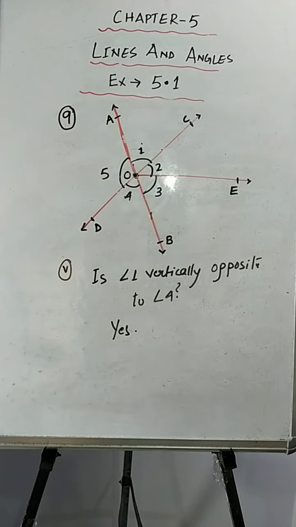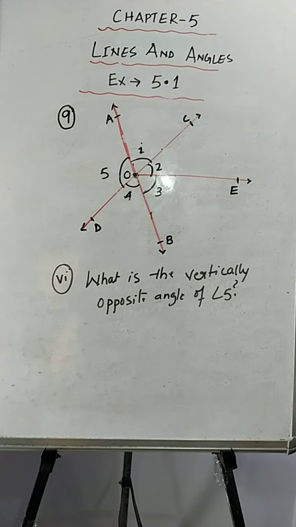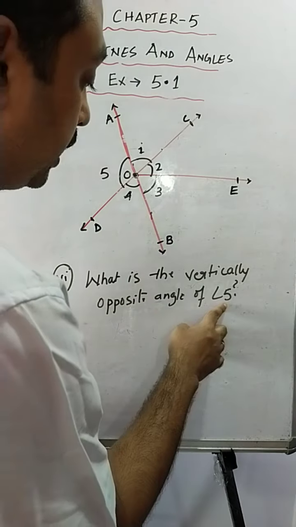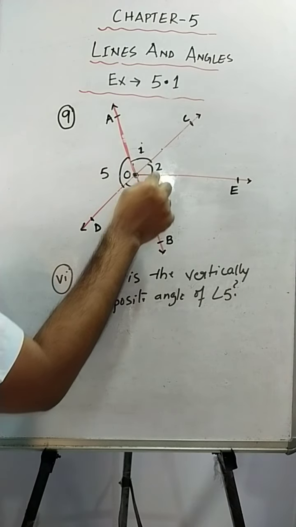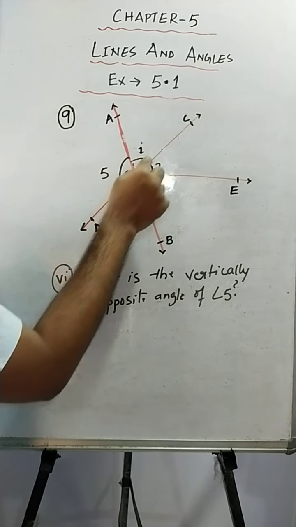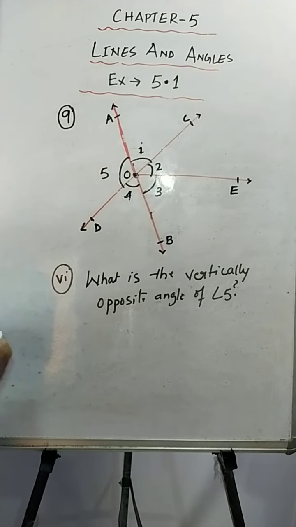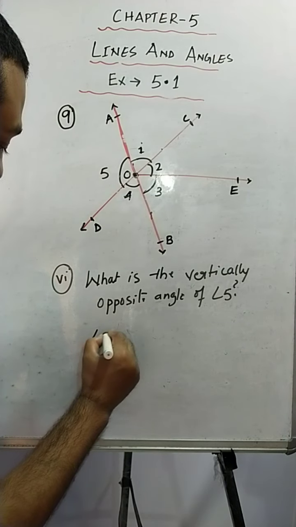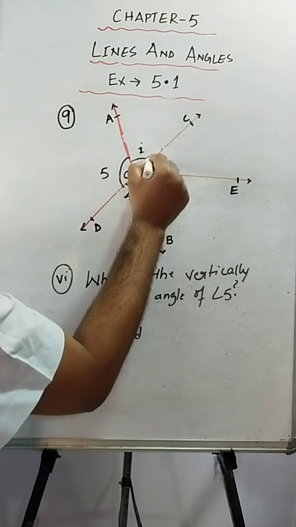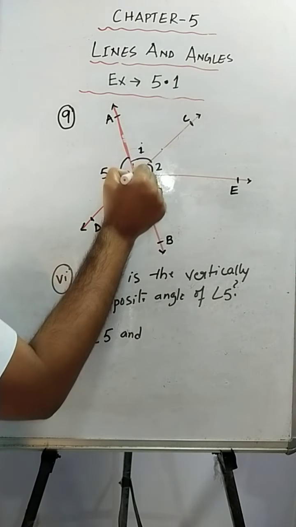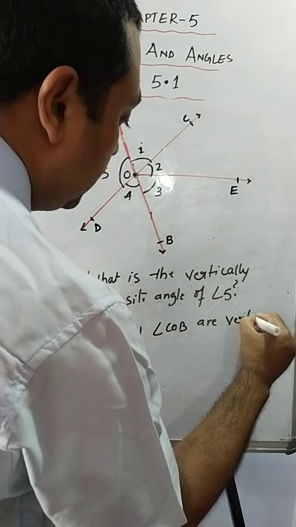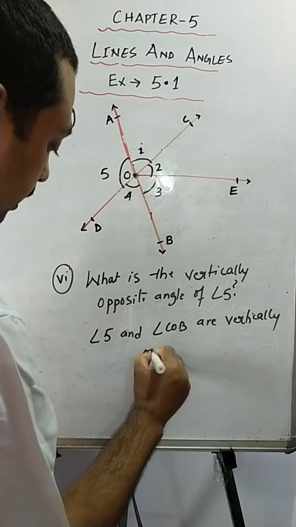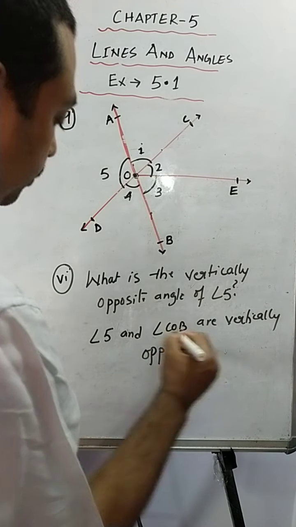Okay. Now let's do the last sum of question number 9, that is sum number 6. What is the vertically opposite angle of angle 5? See these two lines. This whole angle will be vertically opposite, isn't it? These two are opposite angles. So we'll write angle 5 and this angle, which is COB, are vertically opposite. You will write vertically opposite.